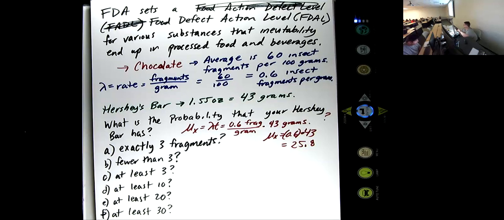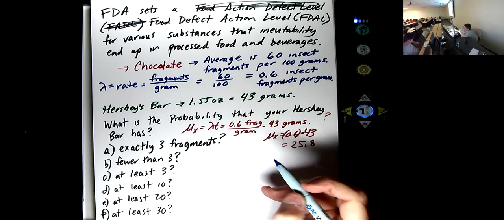That tells you something right there. The average Hershey bar has 25.8 fragments. That doesn't sound good already. That's a good indication that it's going to be pretty high for some of these, and pretty low for some of these.